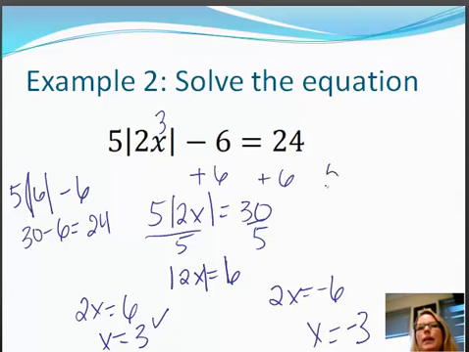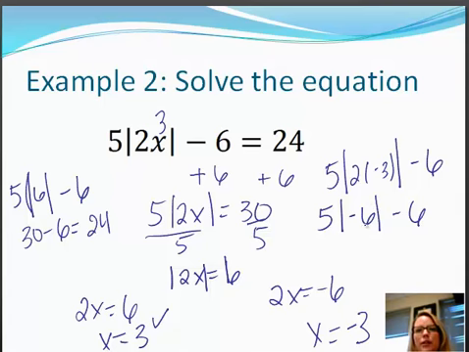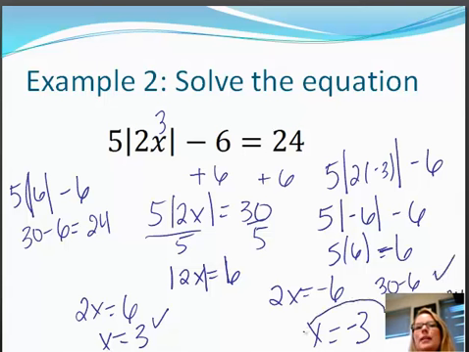The negative one, 5 times 2 times negative 3, minus 6. This becomes 5 absolute value negative 6, minus 6. At this point, you have to change the sign of that. So it becomes a positive 6. So I really have 5 times 6 minus 6. So 30 minus 6 is 24. Checks out, equals 24. So that one works as well. So your answer is x equals negative 3 and x equals 3.